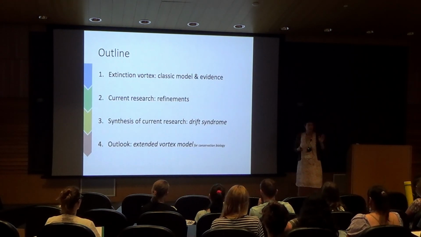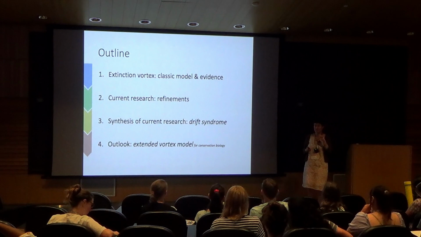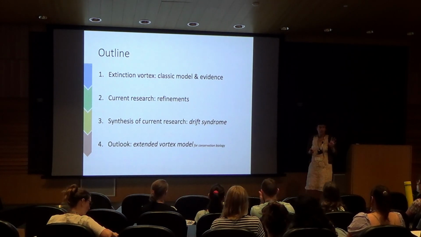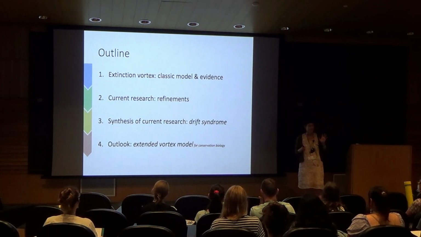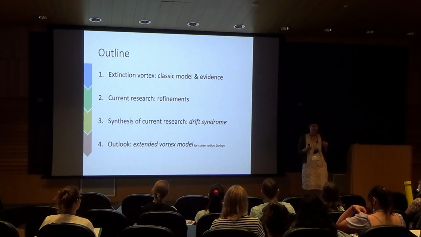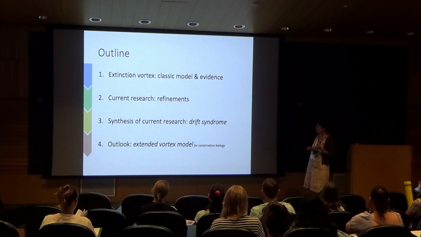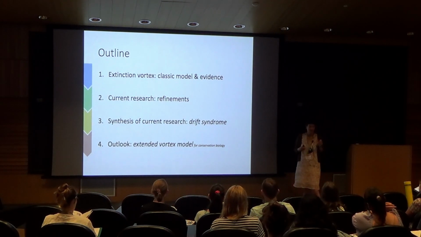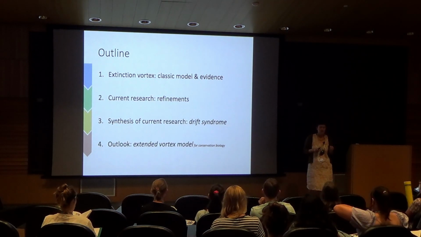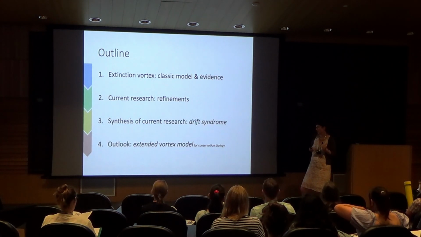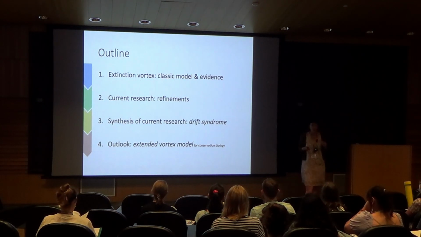So my talk is structured in the following way. I would like to talk about the extinction vortex. We've seen it yesterday on the slide, the classic model, evidence for it, then refinements of aspects of the extinction vortex, and again, I think many of us are working on this. I would like to draw then a synthesis of current research, talk a bit more about this drift syndrome, and then tell you in what way we should extend the vortex model for conservation biology. But let's start with the vortex model.